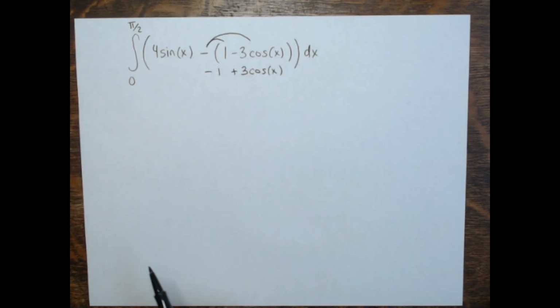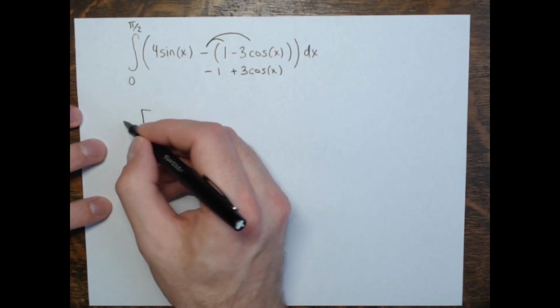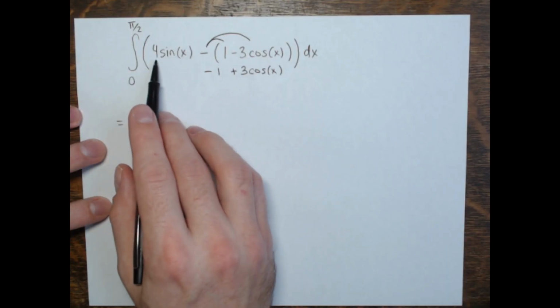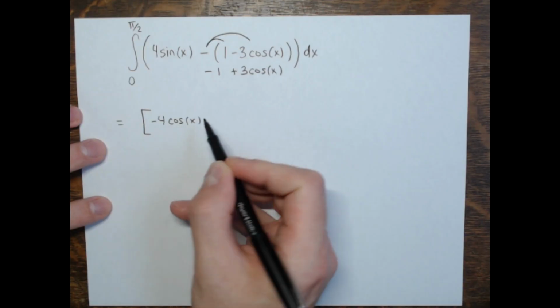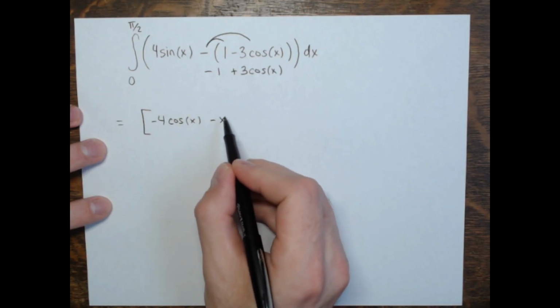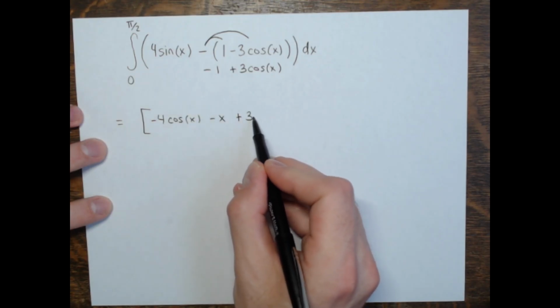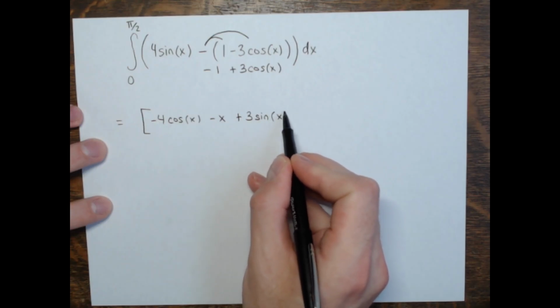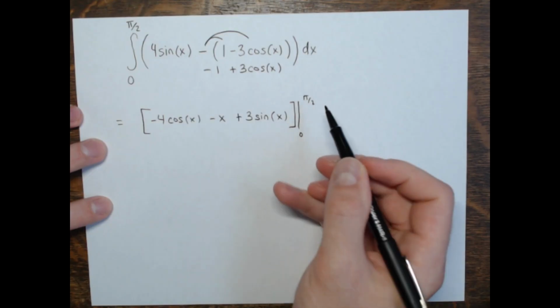All right, now it's a nice sum. Do antiderivative term by term, using the fundamental theorem of calculus part 2. So this would be -4 cosine x, minus x for the -1, and then plus 3 sine x, when I'm doing antiderivatives. And we're going from 0 to pi over 2.